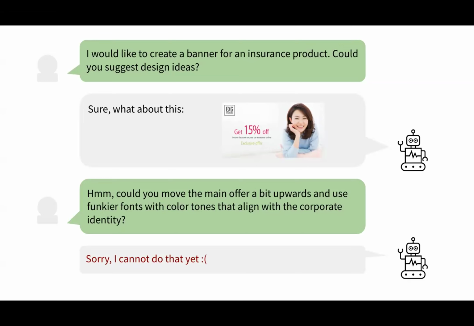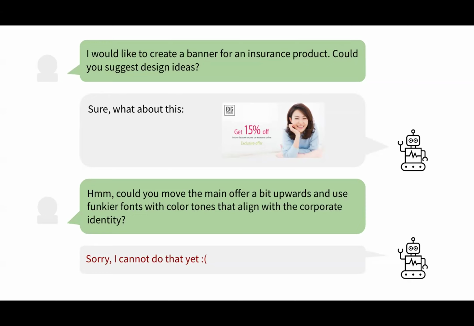Think of this scenario. Here's one guy saying that I'd like to create a banner for an insurance product. Could you suggest design ideas? Then the AI responds, maybe we are still not able to do this, but let's assume that we are able to do this: Sure, what about this? And then the AI suggests one banner design. And then the designer continues to ask, could you move the main offer a bit upwards and use funkier fonts with color tones that align with the corporate identity?